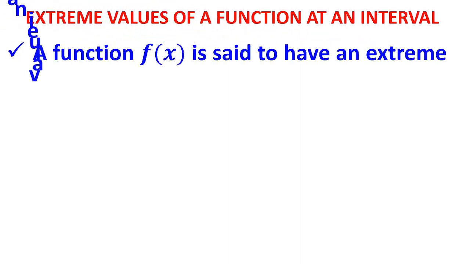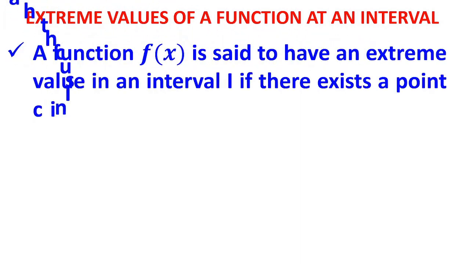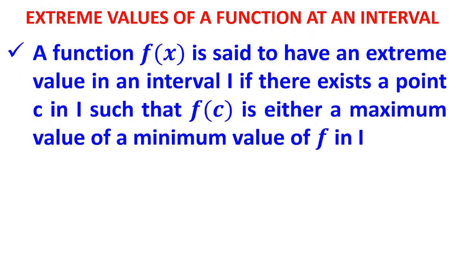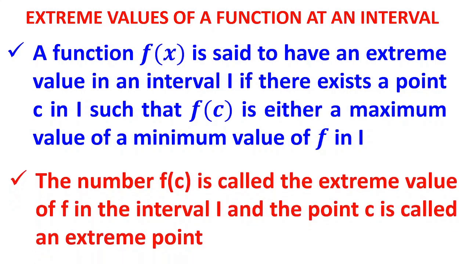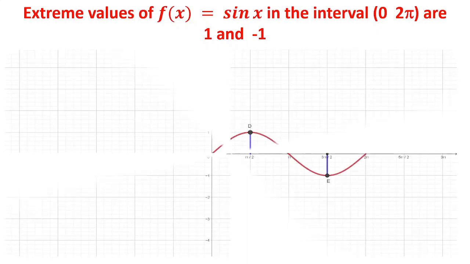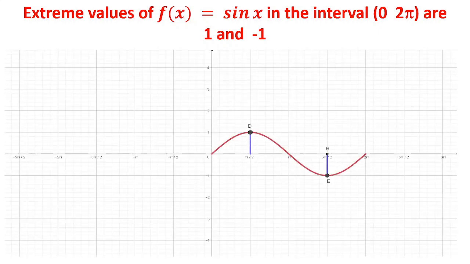Let us see what is the meaning of extreme values. A function f of x is said to have an extreme value if there exists a point c such that f of c is either a maximum value or a minimum value. The number f of c is called the extreme value and the point c is called the extreme point. What are the extreme values of f of x in the interval? They are 1 and minus 1. Therefore, one extreme is 1 and another extreme is minus 1.